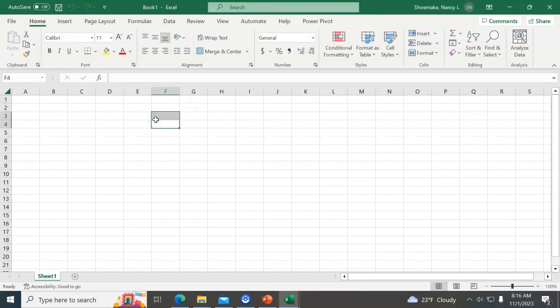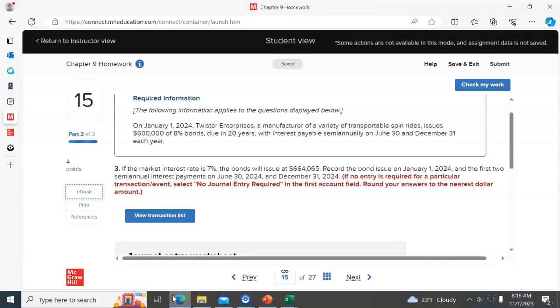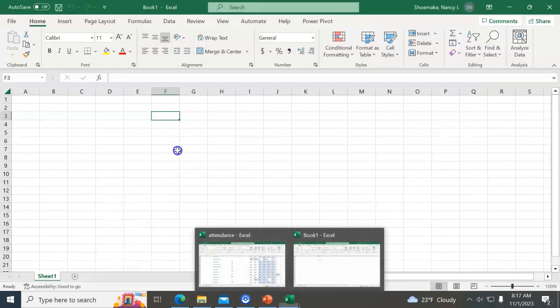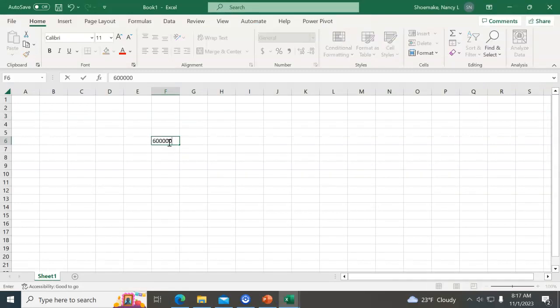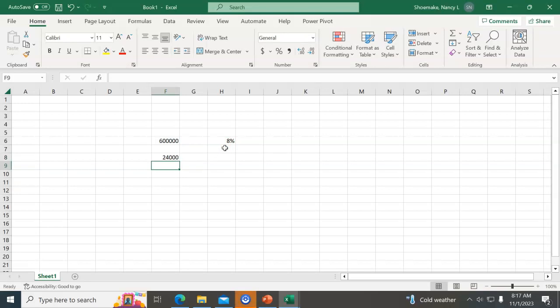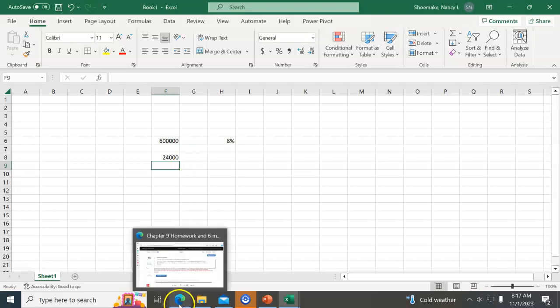So, how do we figure that out? The information says $600,000, 8% bonds. So, guys, $600,000, 8% is the stated rate. All that means is how much our payment is going to be, right? And our payment is going to be the $600,000 times the 8% divided by 2 because we get paid twice a year. Does that make sense? So won't we get 24,000 twice a year? So to figure out the issue price, in this example they gave it to us, but I want you to understand how they figured it out.